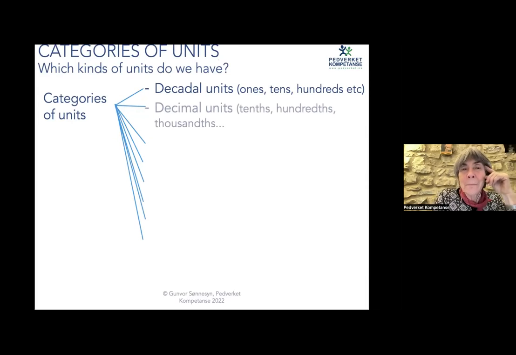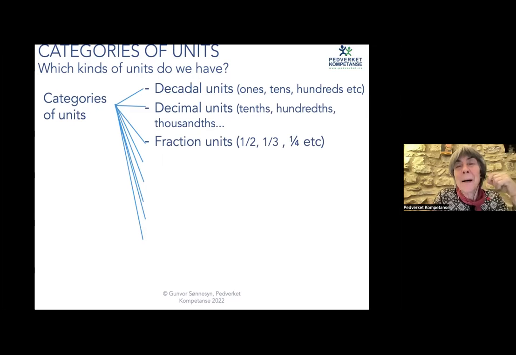About units. I mentioned the decadal units, the ones, tens, hundreds, thousands, and so on, and the decimal units. We also have fraction units. My judgment about math books that I'm used to is that we don't teach kids normally fractions as a unit.